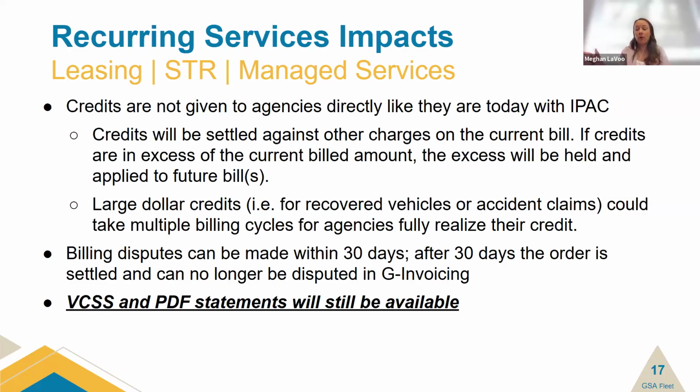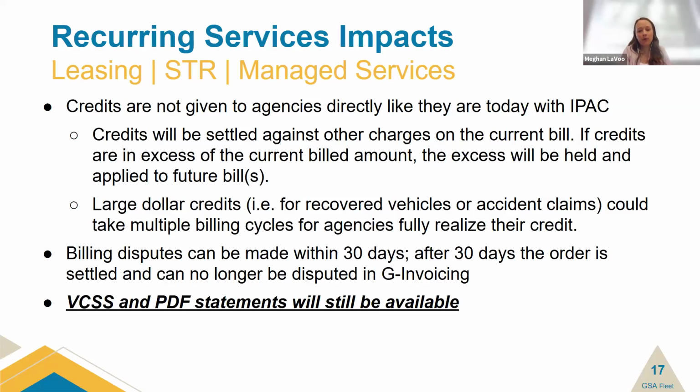If your next month's bill is also $500, you again get a $0 G-invoicing transaction because we settle those credits against those future bills. The credits are going to be assessed at the BOAC and business line level. So, for instance, if you received a credit for leasing accident charges, those leasing accident credits will only be applied to leasing accident charges in the future. So they're going to be settled that way.